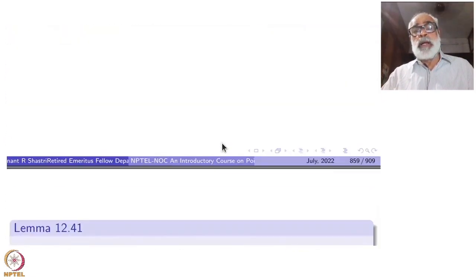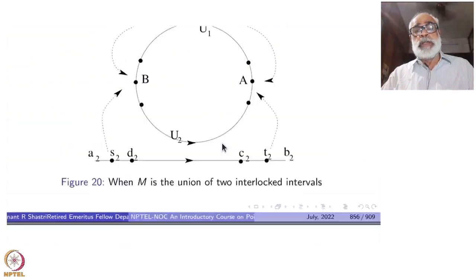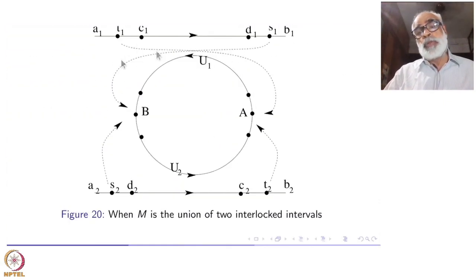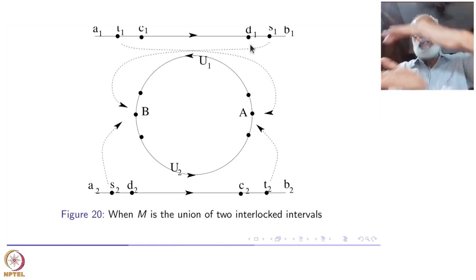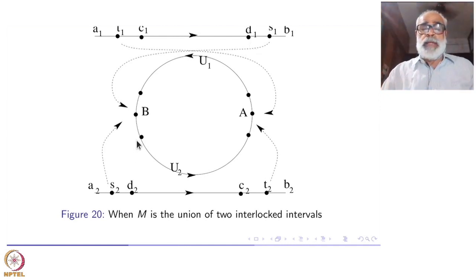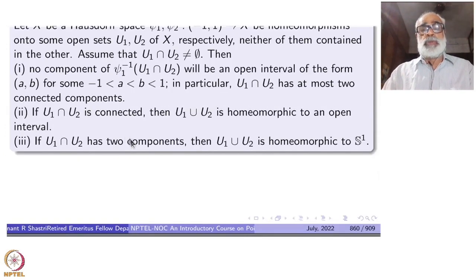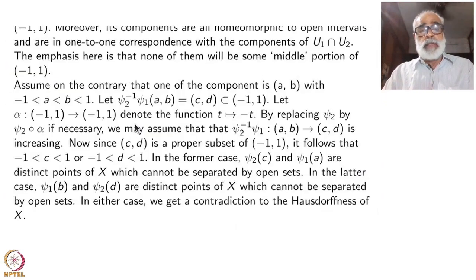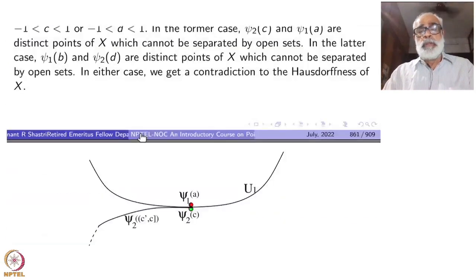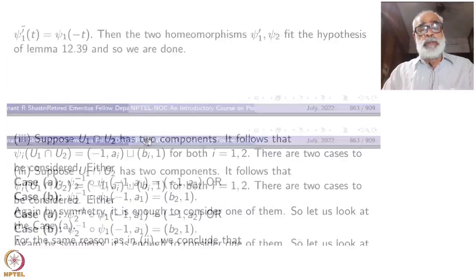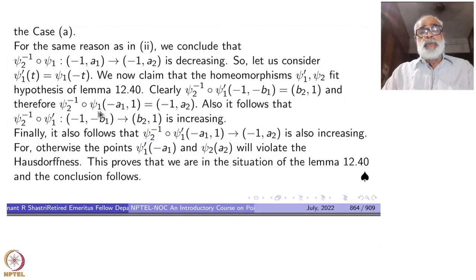That's why I have written in this picture, I have shown this portion coming here, this portion coming here. So now if you change this interval so that both of them are like this, then you are in a nice shape, that's all. Whether you want to do it or not depends upon you. But what happens once you do that, this one we have seen already. So once you change psi 1 like this, we now claim that the homeomorphisms psi 1 prime and psi 2 fit the hypothesis of lemma 12.40 completely.